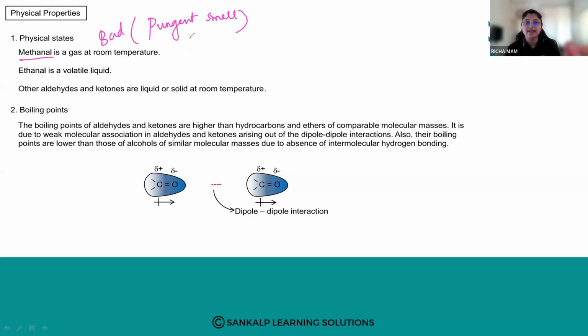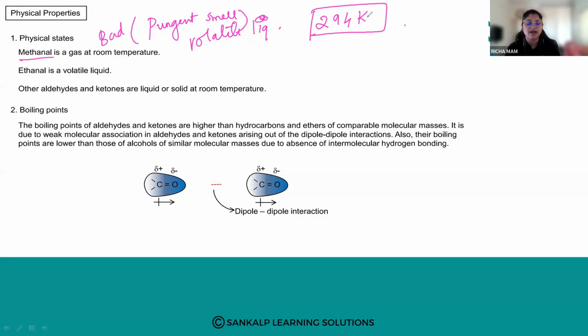And this is a volatile liquid. Volatile liquid means if you keep it open, it will escape soon, like your acetone bottles, your nail polish remover. If you keep it open, it will evaporate, right? So same way, volatile liquid means it will evaporate soon. So it has a very bad smell. It is a volatile liquid. And its boiling point is 294 Kelvin.